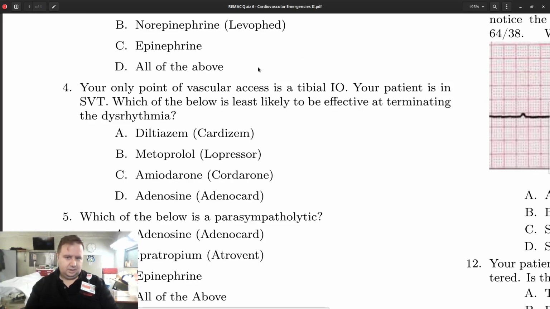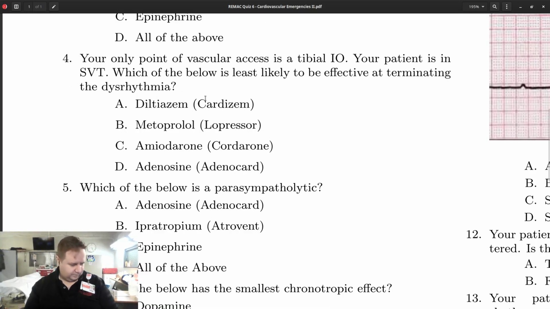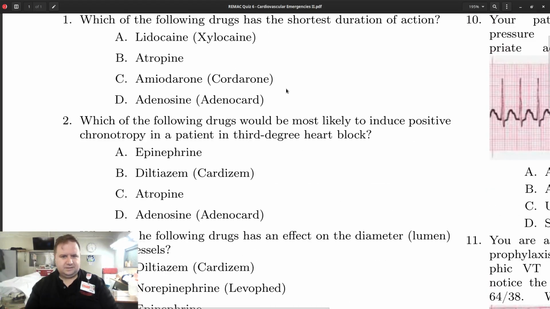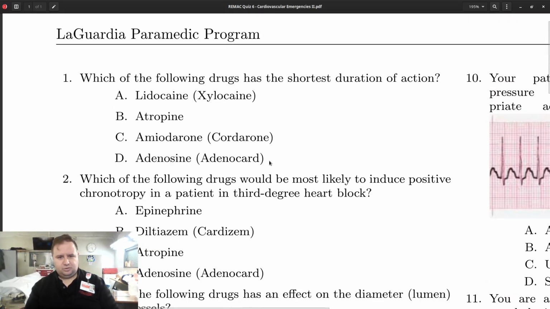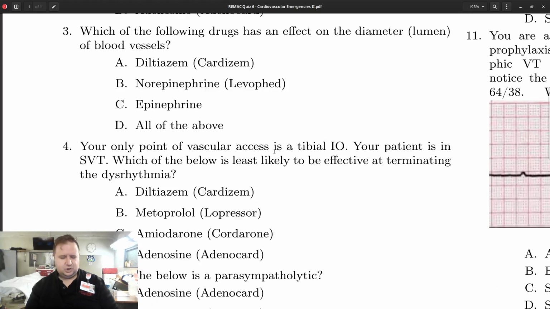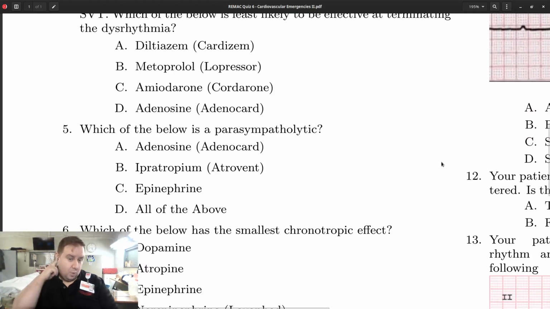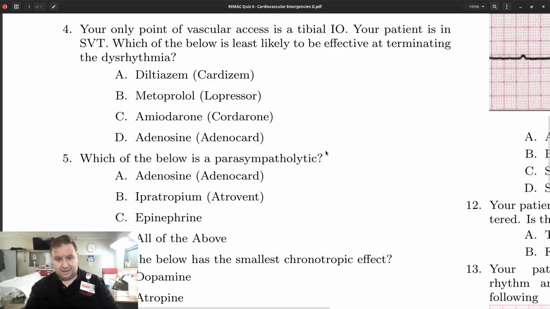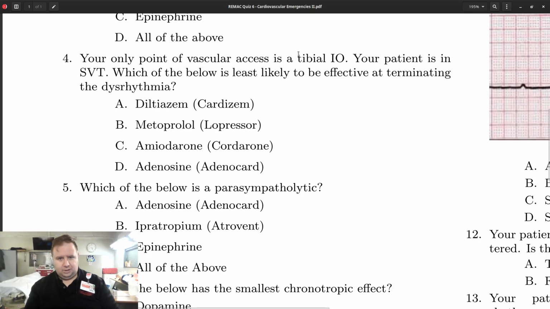All right, that can happen. Your patient's in SVT. Which would be the least likely to be effective at terminating the dysrhythmia? Well, this is a critical thinking question, and what you have to remember is the same piece of knowledge that we were testing up here about durations of action. Adenosine has a super short duration of action, and when you give a drug like adenosine through a tibial IO, you have two things working against you.